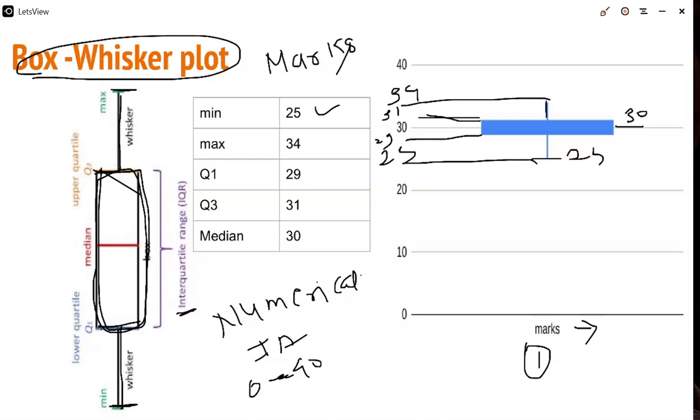And this plot is called the box whisker plot. This distance is the interquartile range. In this particular example, the IQR is 31 minus 29, that is equal to 2. So this is the purpose of the box whisker plot.